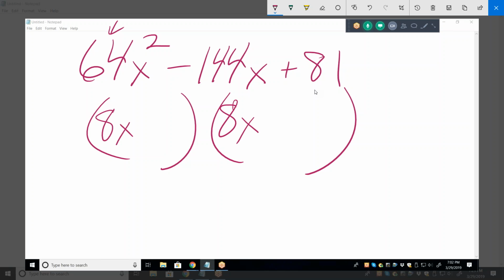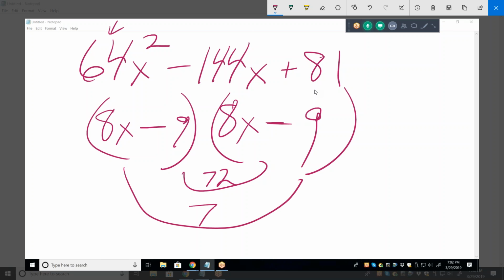Second step. We're going to want to find the signs. So are they negative and negative? And what are the two closest factors of 81? 9 and 9. Worth giving it a shot. Bingo, it works. That's 72.